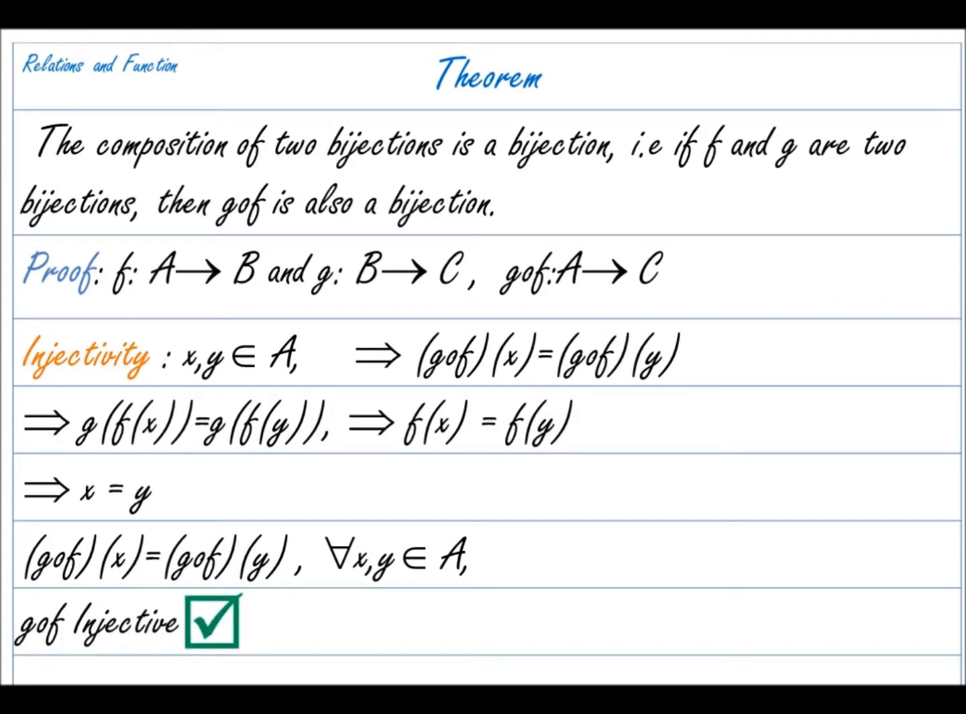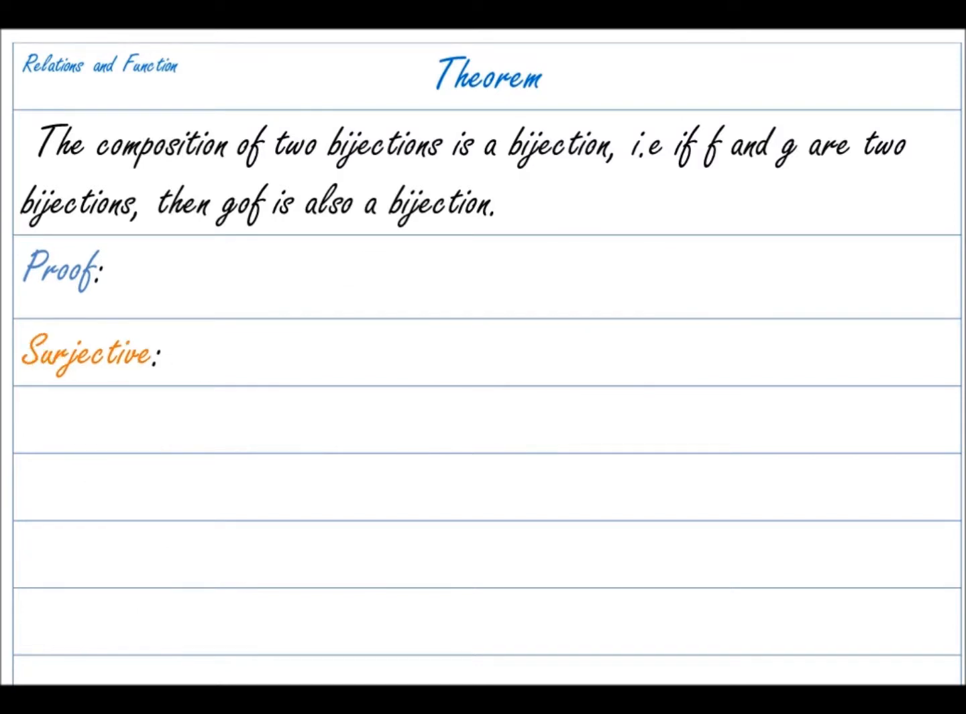Now let's check whether gof is also surjective or not. Now gof will be a surjective function if for every element z which belongs to set C, there is always present an element x which belongs to set A such that gof of x is equal to z. Or in other words, every element in set C must have a pre-image in set A.